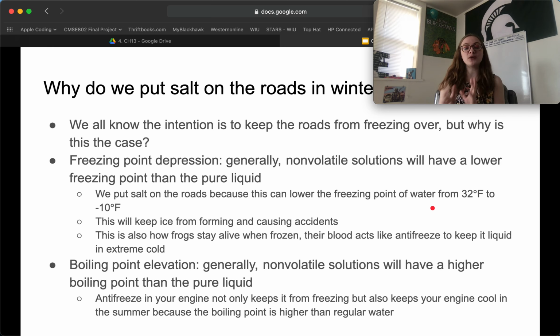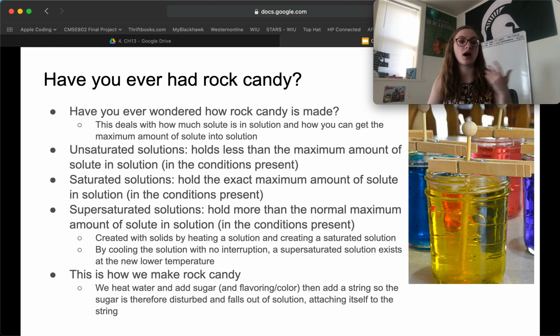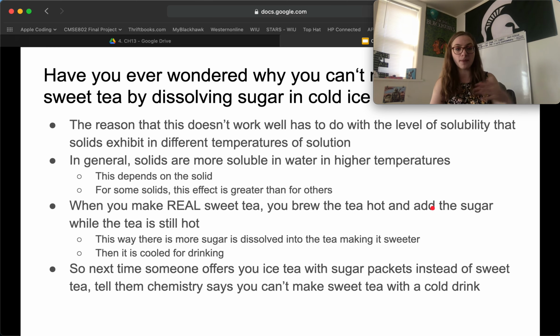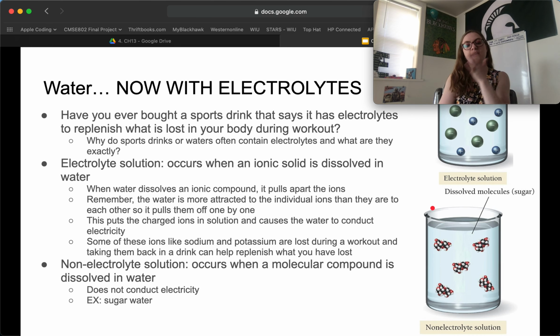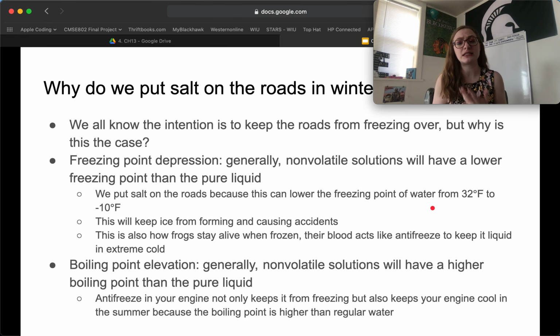So I hope you enjoyed this short foray into how solutions affect our lives. I would like you to get to know some of these relationships. That's what I'm going to be looking for you to take away from this: things like freezing point depression, boiling point elevation, what those mean, unsaturated, saturated, supersaturated solutions, that relationship between solubility and temperature of solids, the relationship between solubility of gases and temperature and pressure, and then also the difference between an electrolyte solution and a non-electrolyte solution.